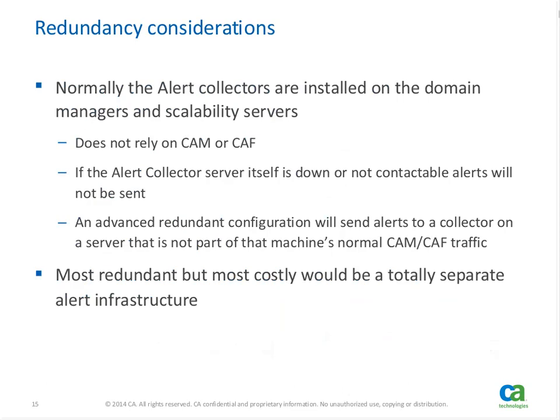Okay, we already discussed this, but let's make sure we've got it all covered. Normally, alert collectors are installed on the domain manager and scalability servers. They don't rely on CAM or CAF, so the concept is we do monitor if CAM is down or if CAF is down, and we'll send an alert appropriately. If CAM or CAF are down, you'll still get alerts because it uses HTTP. If the alert collector server itself is down, then you're not going to get alerts, obviously.